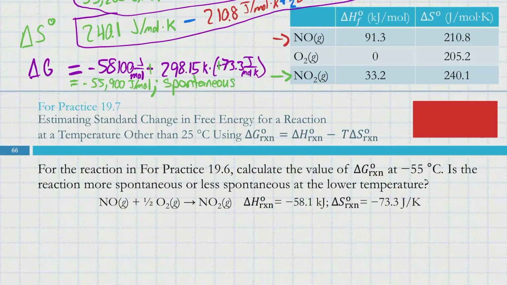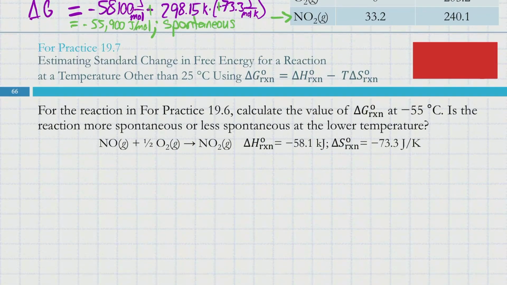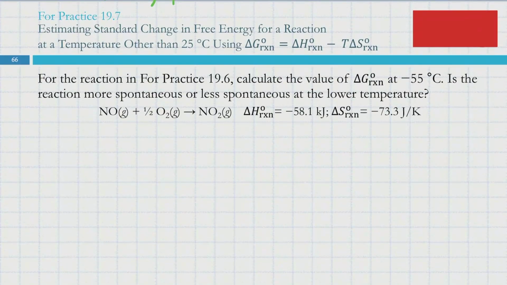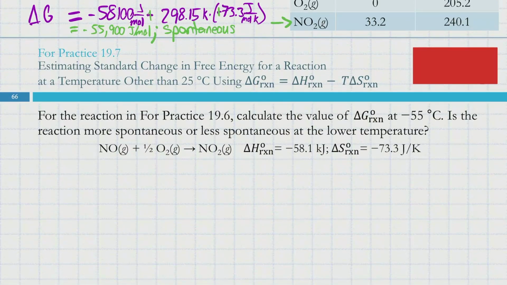For the reaction in the previous problem, calculate the value of delta G at negative 55 degrees Celsius. Is the reaction more spontaneous or less spontaneous at the lower temperature? And we've got the standard change in enthalpy of the reaction and the standard change in entropy of the reaction given for you. And I'll leave that delta G from the previous problem up at the top too.